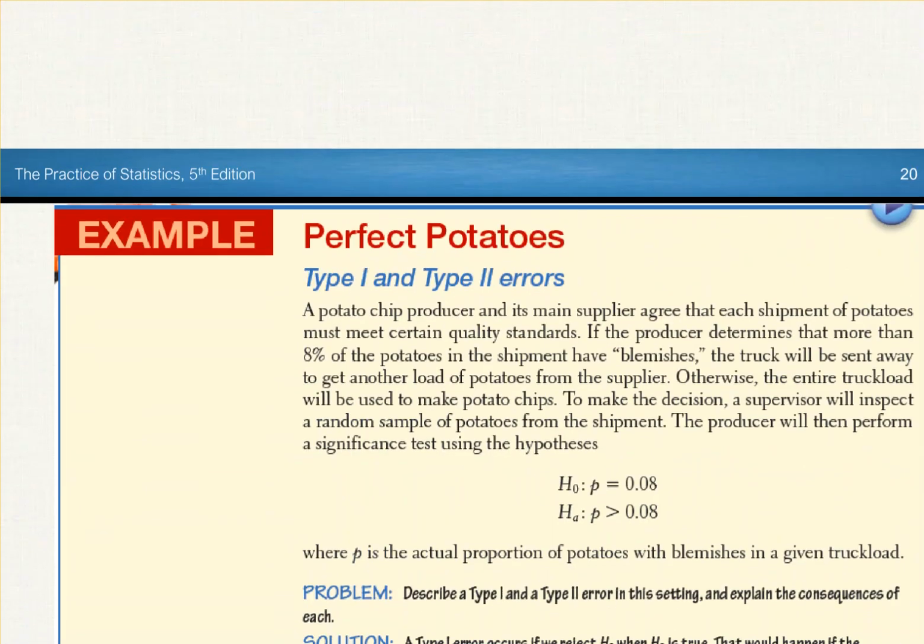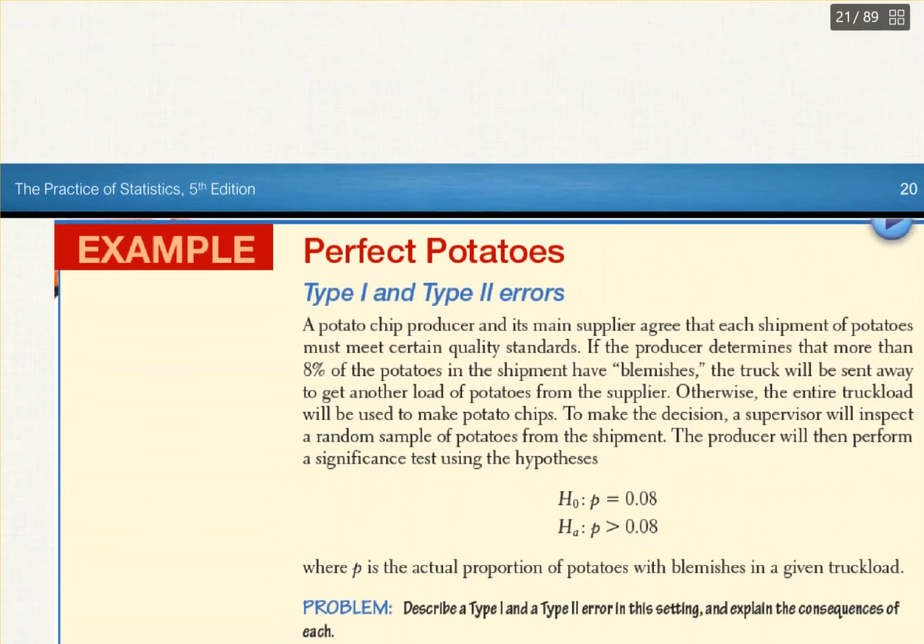So let's just do an example here. A potato chip producer and its main supplier agree that each shipment of potatoes must meet certain quality standards. If the producer determines that more than 8% of the potatoes in the shipment have blemishes, the truck will be sent away to get another load of potatoes from the supplier. Otherwise, the entire truckload will be used to make potato chips. To make the decision, a supervisor will inspect a random sample of potatoes from the shipment. The producer will then perform a significance test using the hypotheses. The null hypothesis is that p equals 0.08, so that's the proportion of all the potatoes with blemishes. And the alternative hypothesis is that the proportion of all potatoes with blemishes is greater than 0.08.